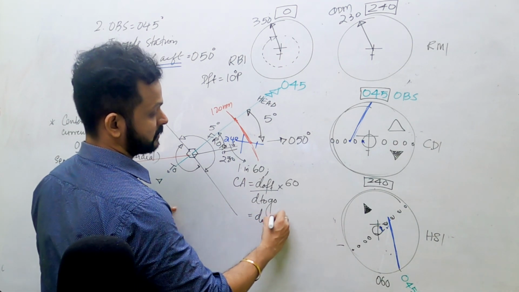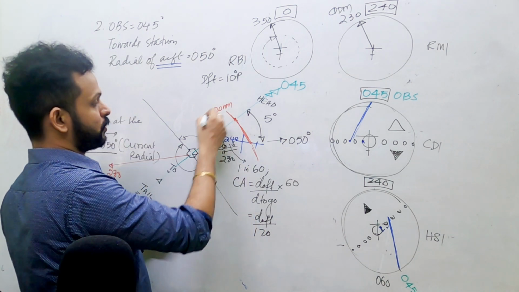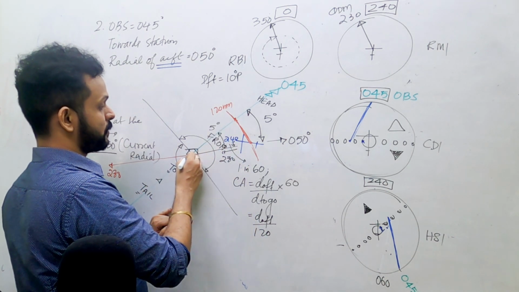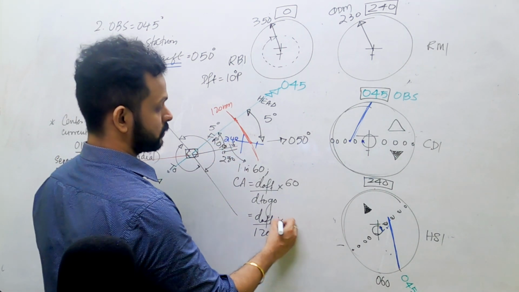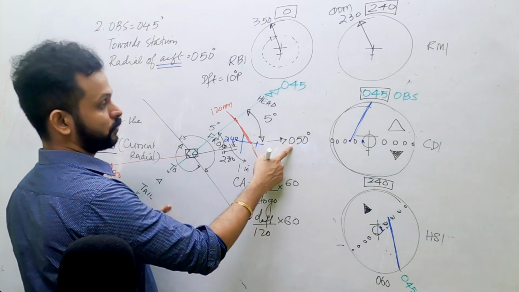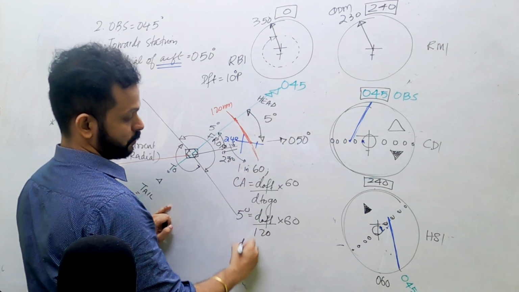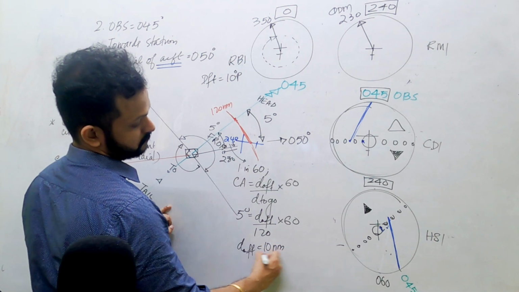You have to find the distance off by distance to go, which is 120, probably because you have a DME associated here. You can imagine a DME giving the distance information as well. Into 60, and what is the closing angle? Closing angle is 5 degrees, 050 and 045. Therefore, you will get the distance off as 10 nautical miles.